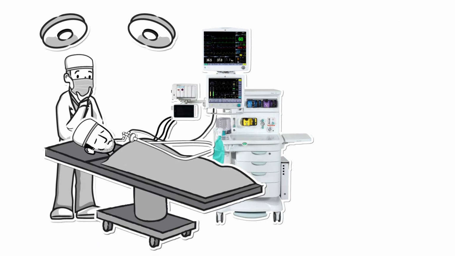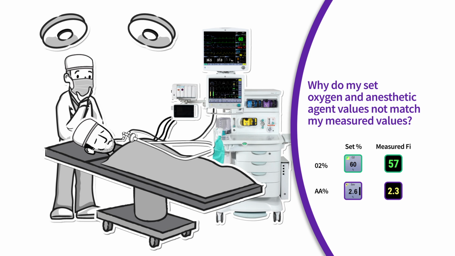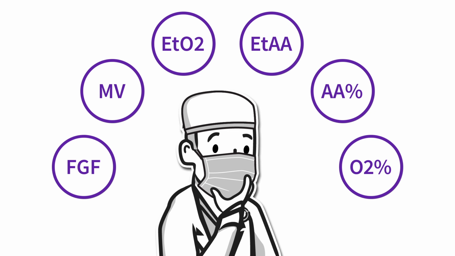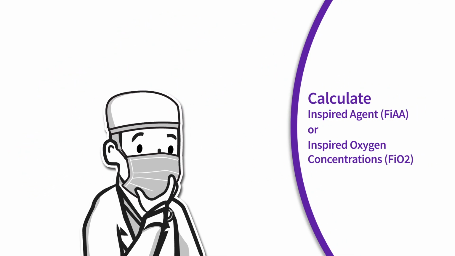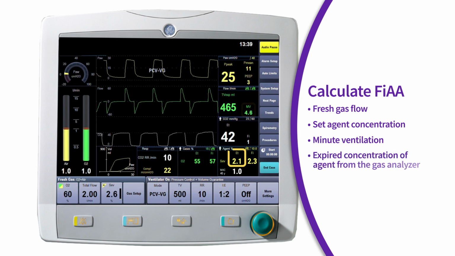Let's go back to the original question. Have you ever asked yourself, why do my set oxygen and anesthetic agent values not match my measured values? Most of you may answer yes, or even ask what is wrong with my oxygen and agent analyzer or vaporizer. A mathematical combination of fresh gas flow and rebreathed agent or oxygen concentrations can be used to calculate inspired agent or inspired oxygen concentrations. Here are the 4 parameters needed for the calculation: the fresh gas flow, the set agent concentration, the patient's minute ventilation, and the expired concentration of agent from the gas analyzer.